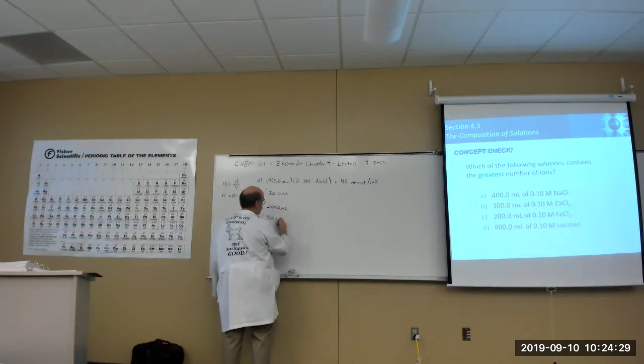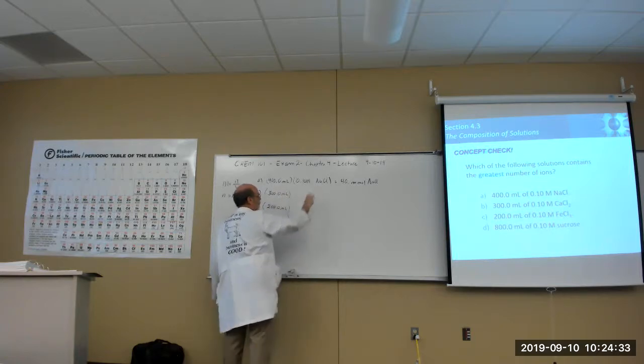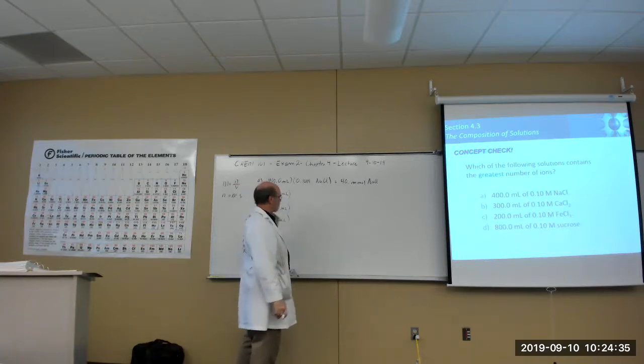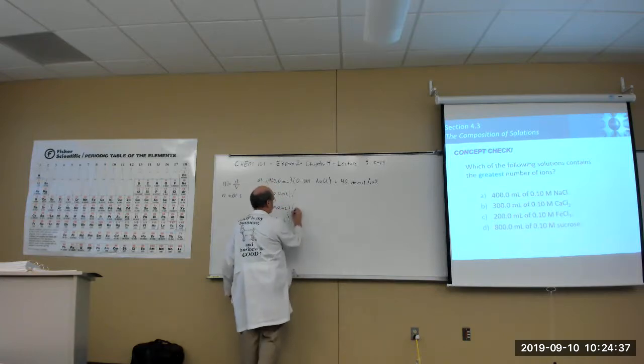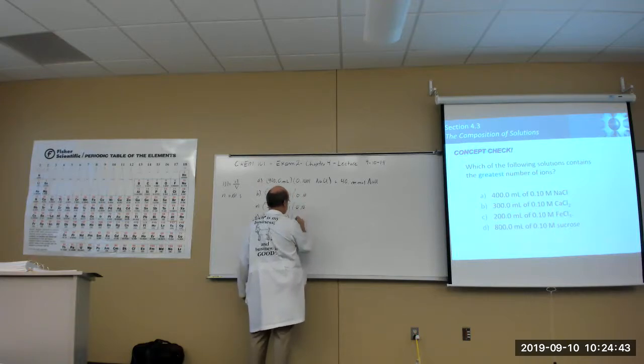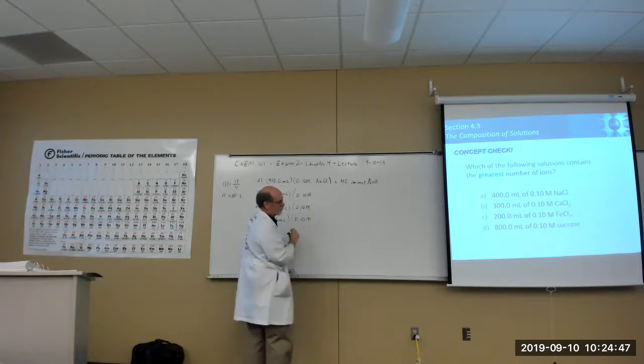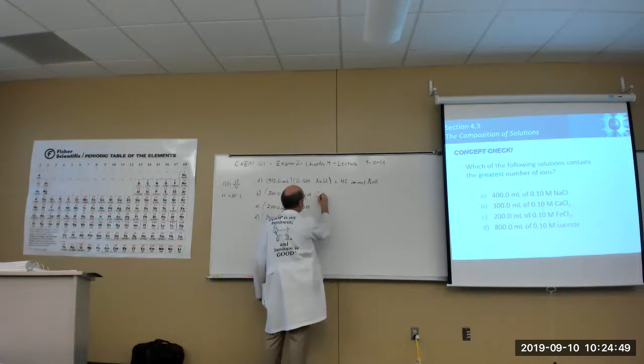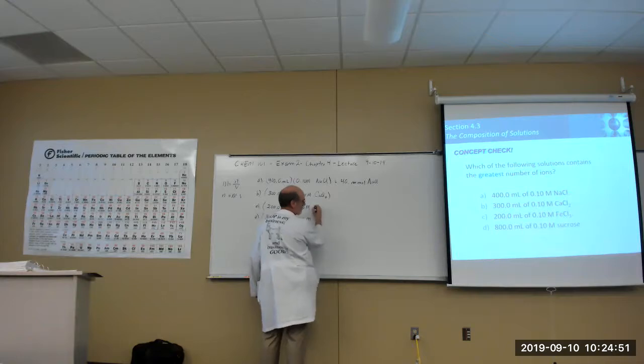Here comes the assembly line. I'm satisfied that that works. So I'm going to do all the other problems exactly the same way. 0.10. They're all the same concentration. They're just different compounds. This one is calcium chloride. This one is iron 3 chloride. And this one is sucrose.